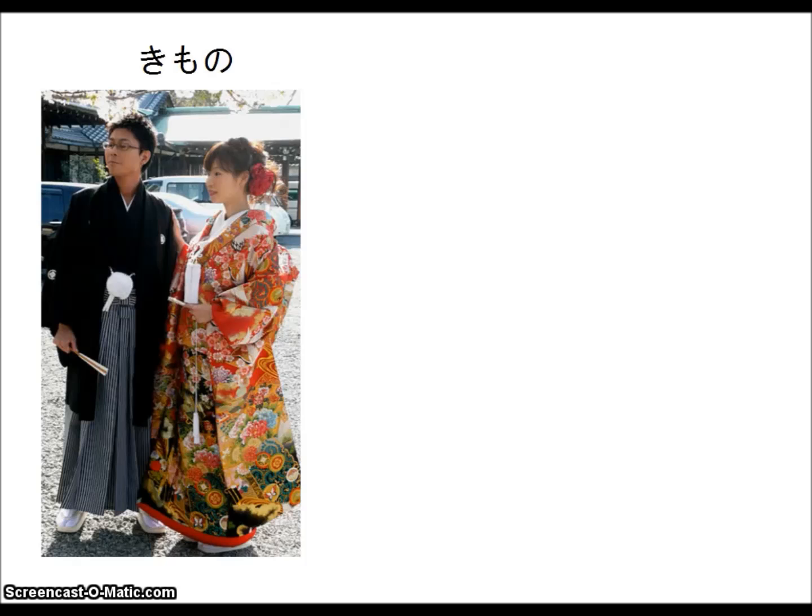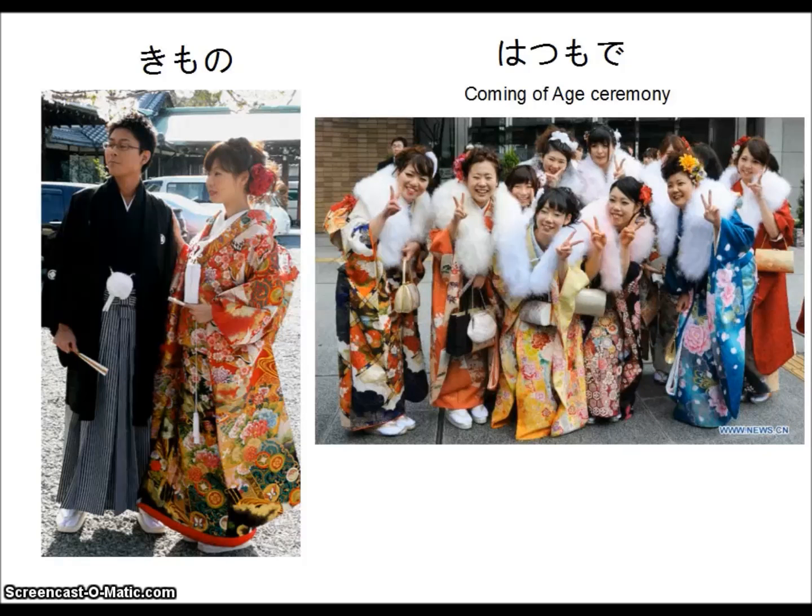So as you can see, this is a kimono. Most people recognize kimono on women because they're very pretty and very colorful and have lots of patterns. And here's an example of when you'd wear a kimono. This is the hatsumode, which is the coming of age ceremony. Girls absolutely love it because they get to wear their kimono in January when they turn 20. And it's the year that they officially become adults.